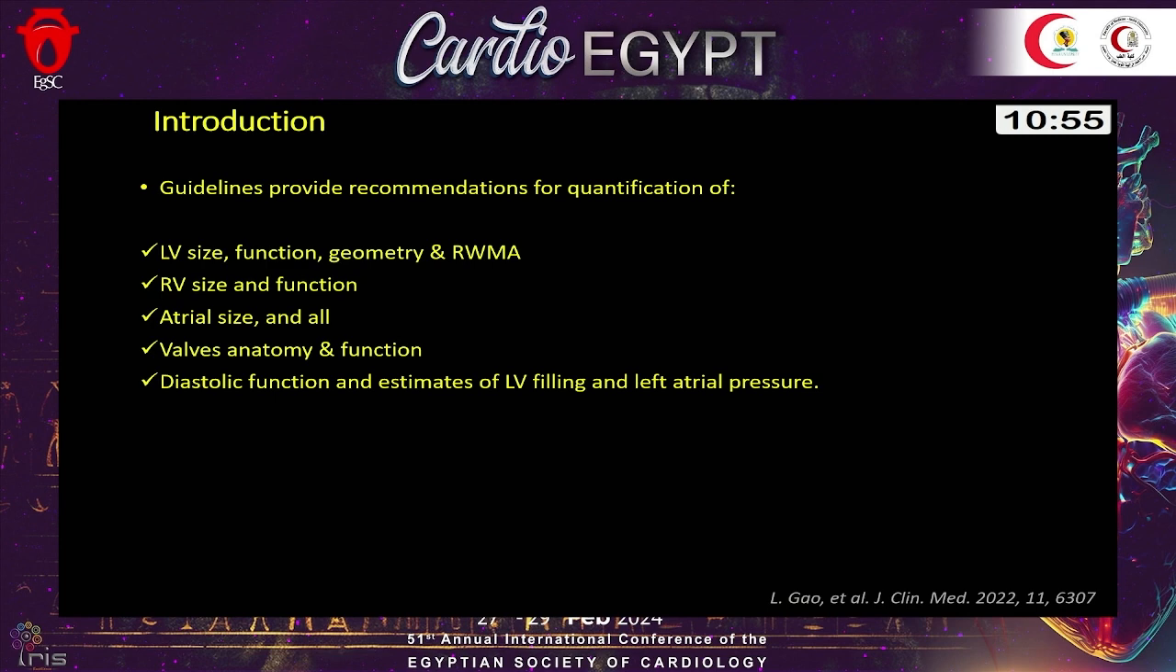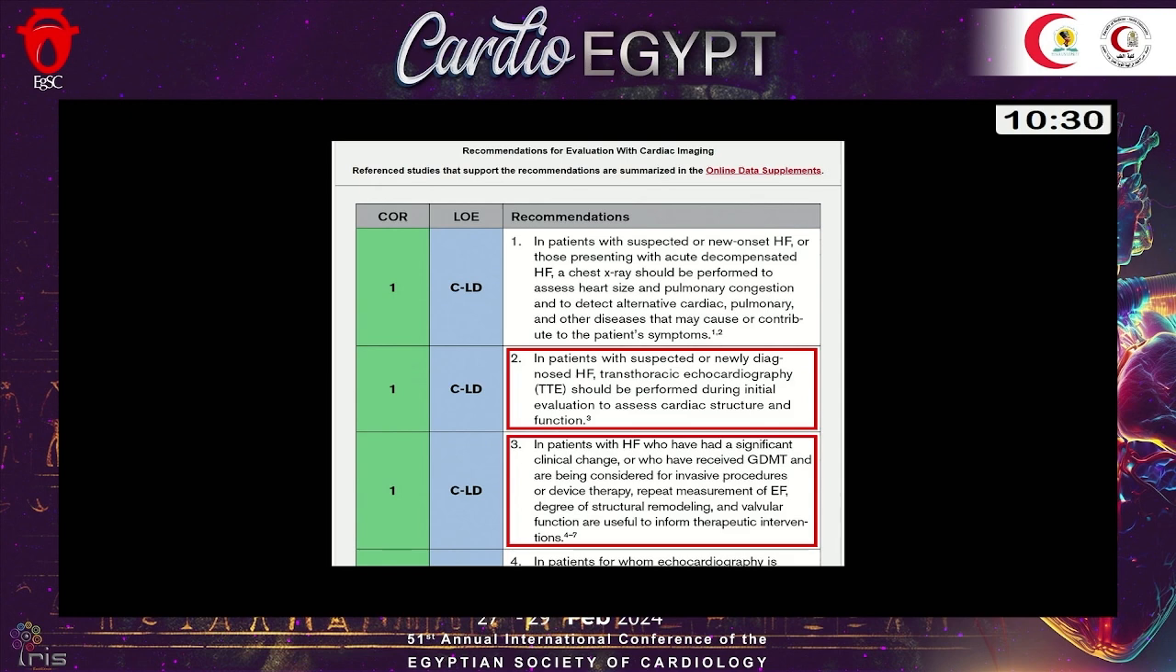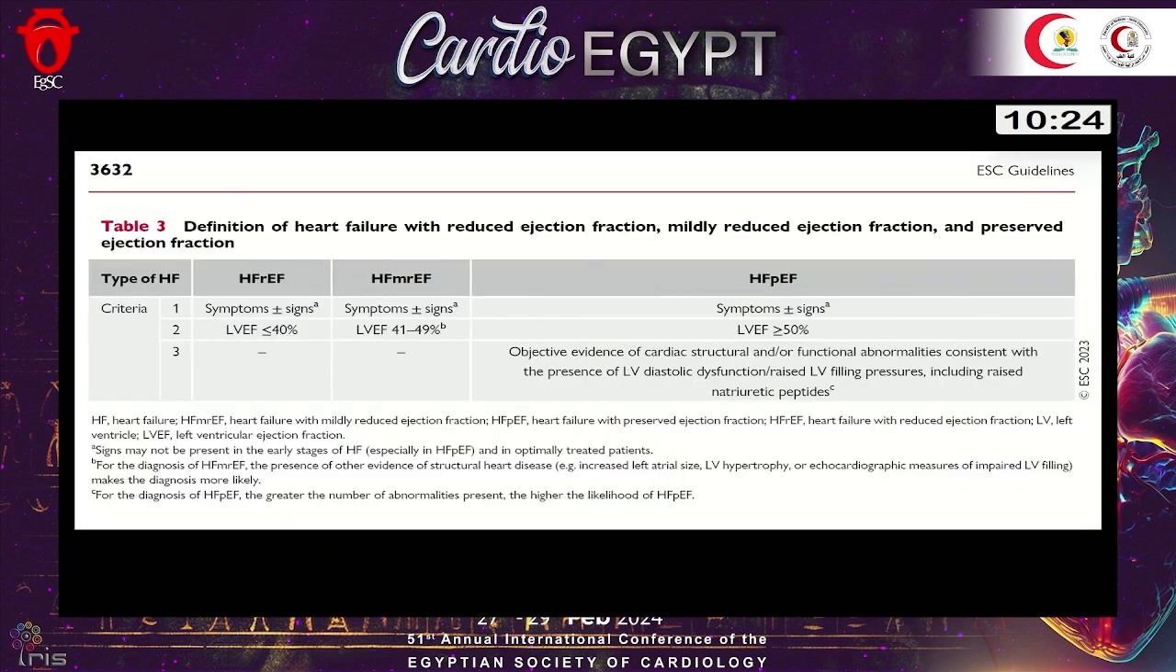wall motion abnormalities, the RV parameters like Soha illustrated nicely, the atrial size, the valvular affection, because symptoms of heart failure can be because of ischemia, can be because of valvular dysfunction. So the thing that will tell you which is the transthoracic echocardiography. That's why it's a very valuable screening tool for those patients. The recent guidelines, whether the American or European, all of them agreed that transthoracic echo should be in the initial screening and the serial follow-up, as we said.